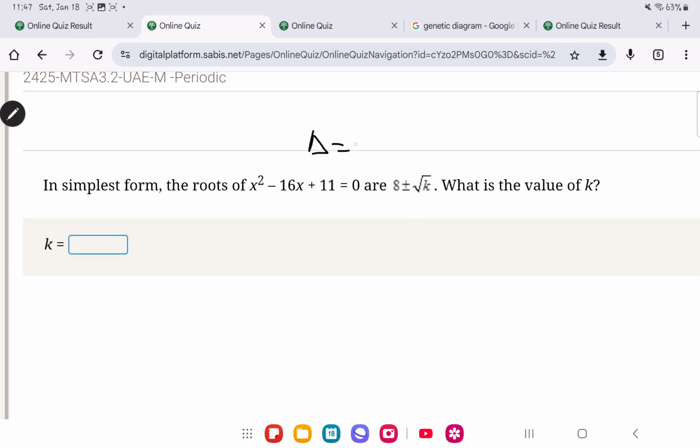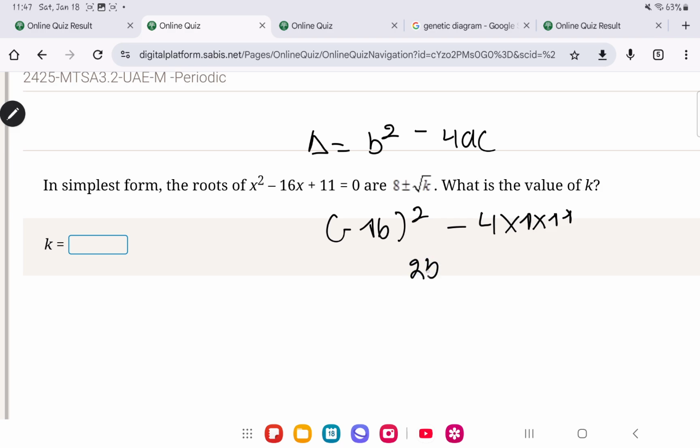Again, we're going to find the discriminant. Discriminant is b squared minus 4ac. We're going to take b, which is minus 16 squared, minus 4 times 1 times 11. So it's going to be 256 minus 44. Now this is something I cannot do mentally, so I will write it here. So we got 212.